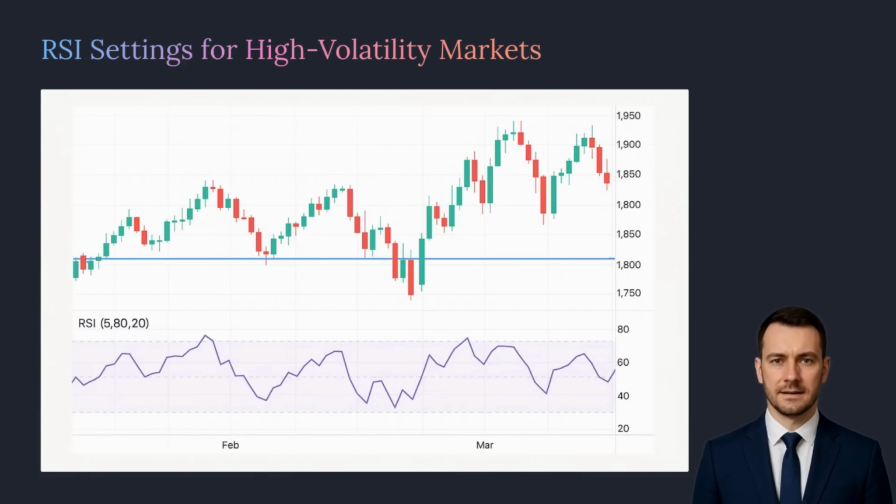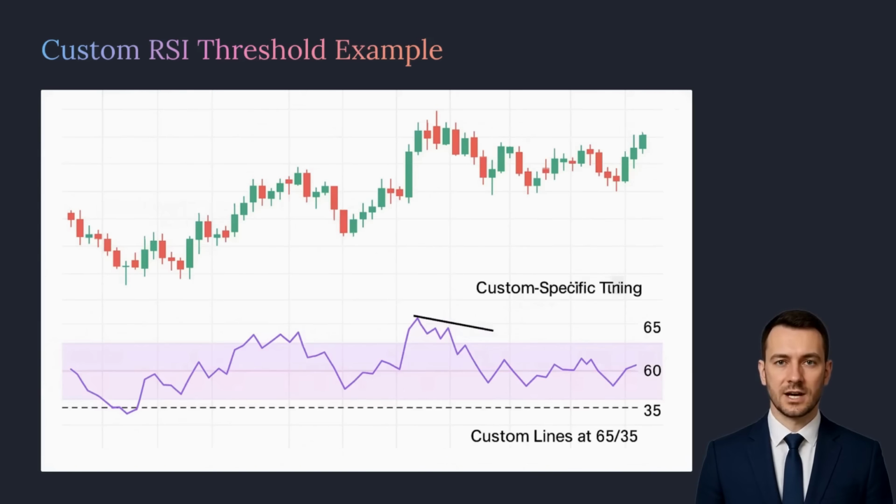High-volatility markets. If you trade cryptocurrencies or very volatile stocks, RSI can whip around quickly. Some traders use a shorter period, 5 to 9, to catch extreme swings early, paired with more extreme thresholds, 80-20, to avoid too many false signals. This gives quicker signals suitable for fast markets, like scalping crypto on a 5-period RSI, adjusting on the fly.